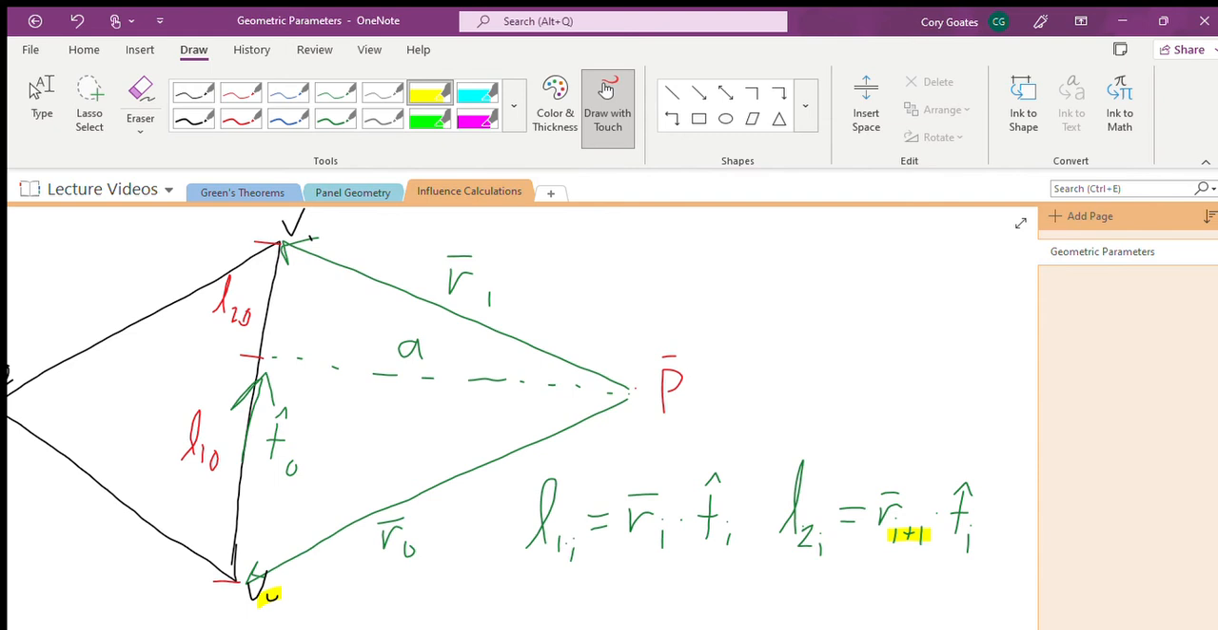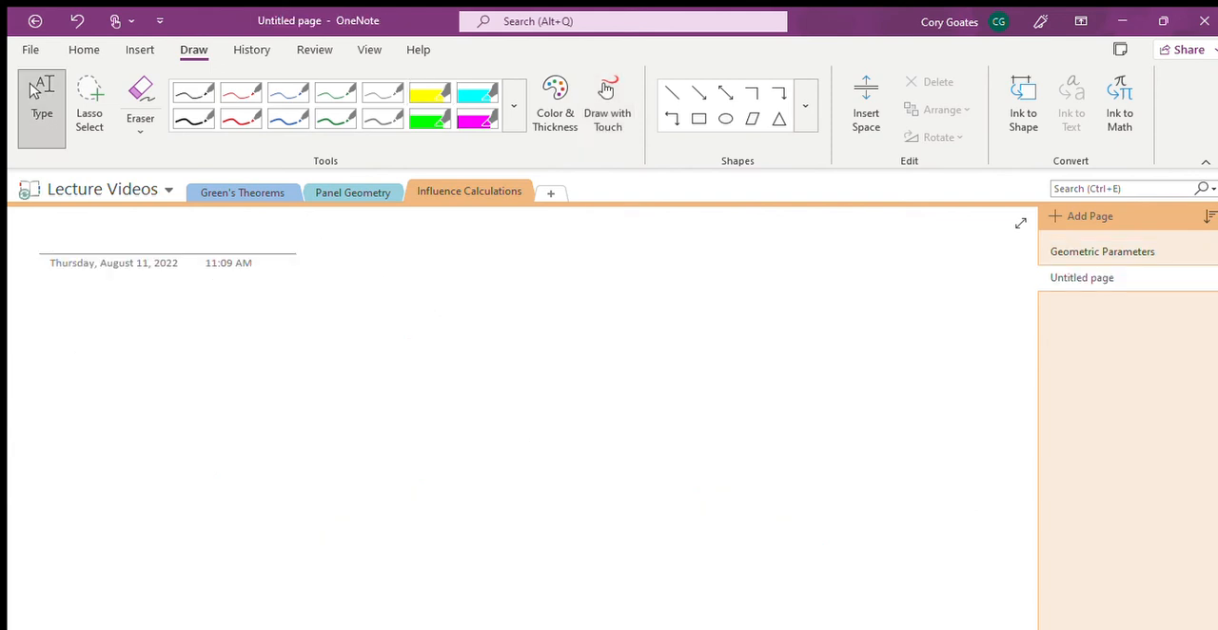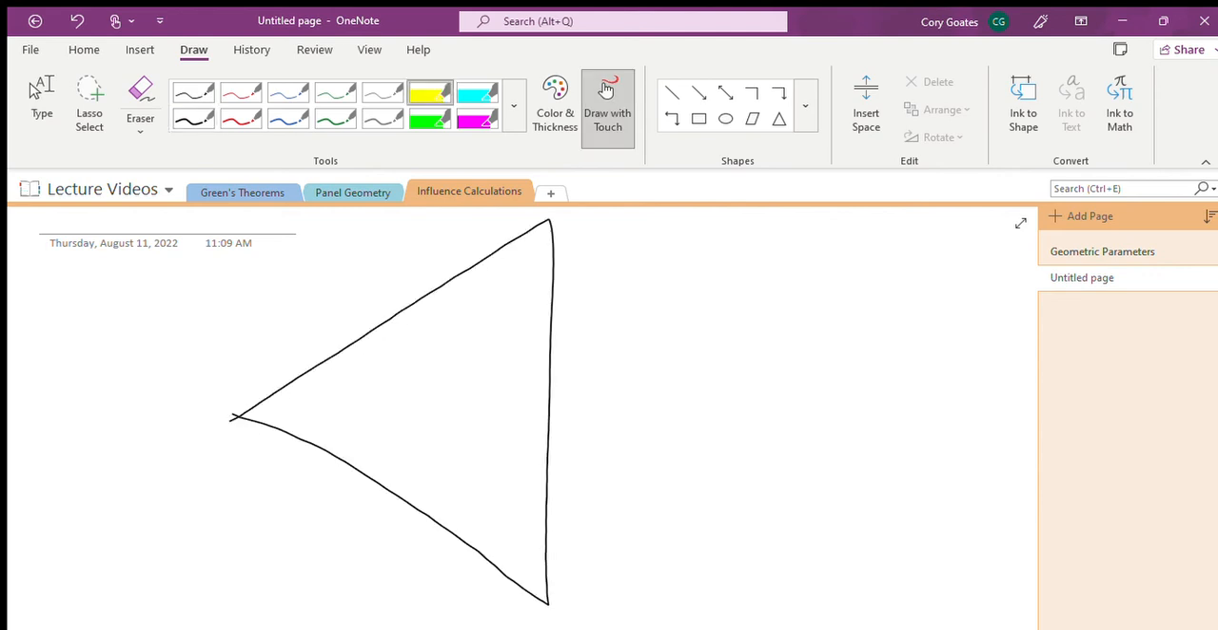So we've gone over R, we've gone over A, we've gone over G squared, we've gone over H, we've gone over L. Those are the geometric parameters for your influence calculations. Now, let's just take a real quick holistic look at what you're going to do when you're actually calculating influence coefficients. So, if I've got a panel, and again, we're going to sum up influences over each edge. So we've got edge 0, edge 1, and edge 2.